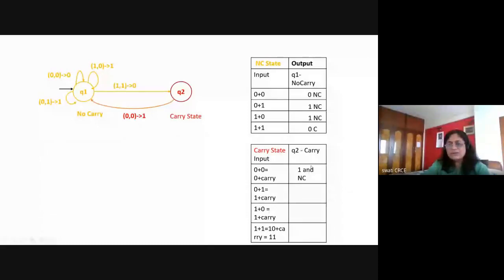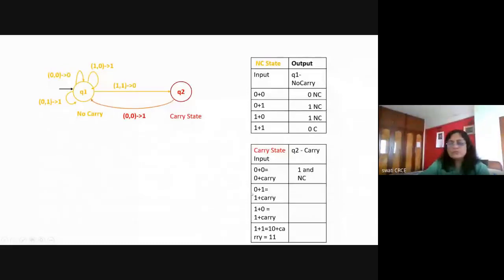This step is a little difficult to understand. Assume that your machine is in the carry state. If the input is 0 plus 0, it will do the addition of 0 plus 0, that is equal to 0. But it is in the carry state, so carry will be added to that 0. Final answer is equal to 1. But now there is no carry, so there will be a transition from the carry state to the no carry state. So 0 0 gives output 1, and it goes back to the Q1 state.